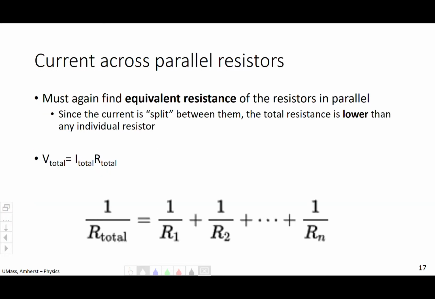Okay, so parallel resistors, again, what we have to do is start with our overall circuit. We have to start with our total circuit. We have to find the equivalent resistance of resistors in parallel. Okay, this will be your sanity check for parallel resistors. The total resistance is lower than any individual resistor. That's your sanity check.